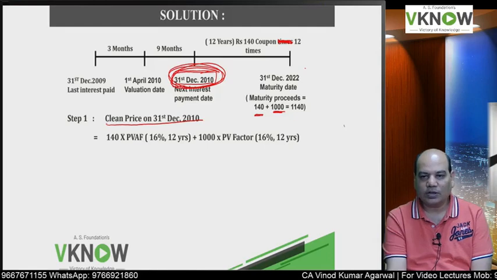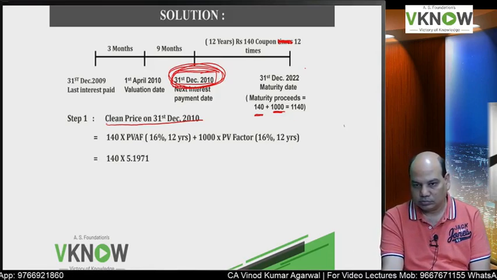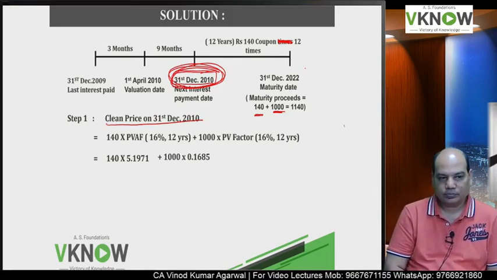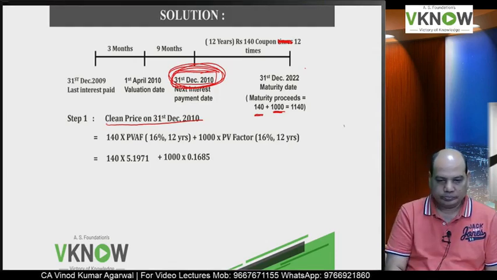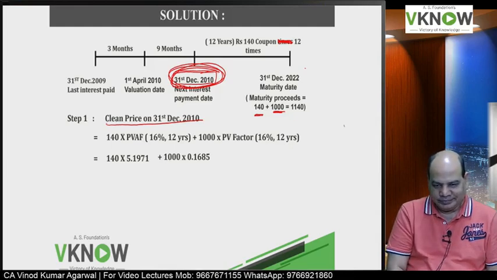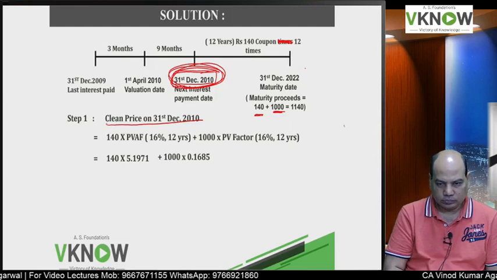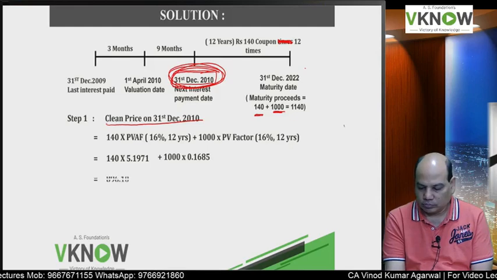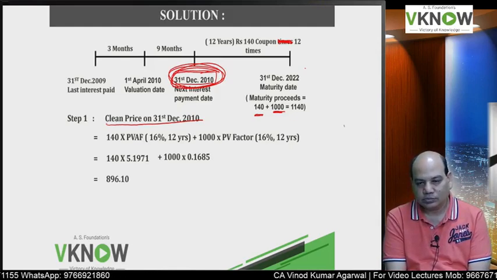So you will first calculate the annuity factor for 12 years and 16%, which is 5.1971, correct? Plus calculate the factor for 12th year, 0.1685. Solve. What is the answer? Final answer? 896.10. This is clean price.